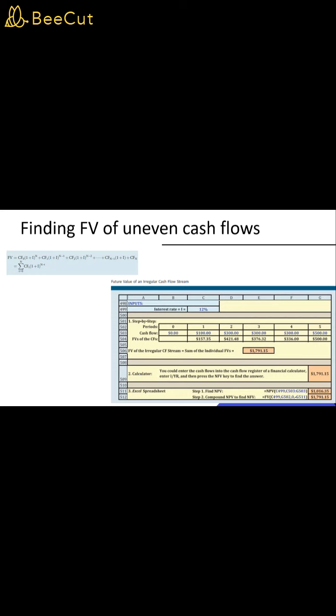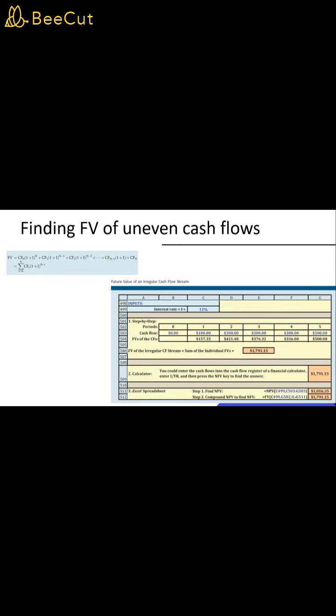Now, similarly, if you wanted to go in and actually calculate the future value of uneven cash flows using Excel, there is a functionality, and in this case, it's actually a two-step process. So first, you would need to calculate the present value. And I just explained how you would calculate the present value of uneven cash flows.